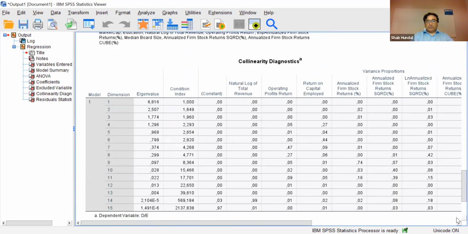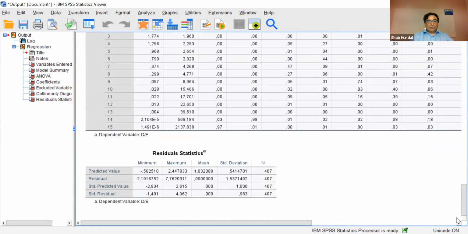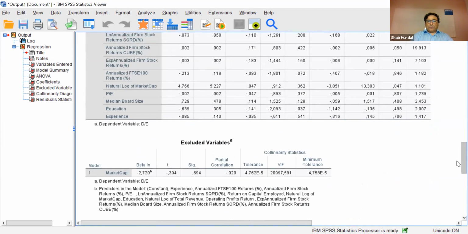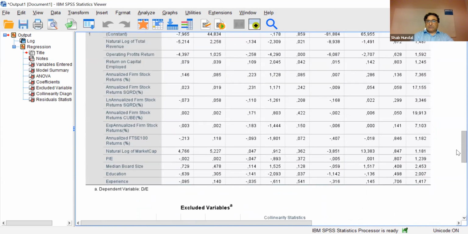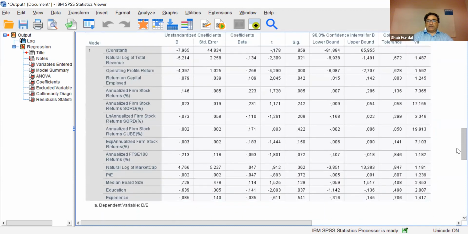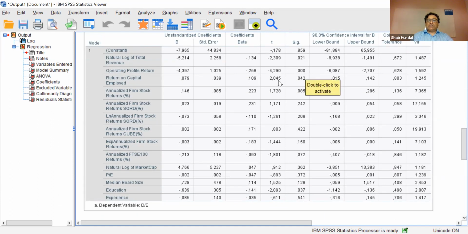Collinearity is not a problem at all. So, residual statistics. If you have any questions about the interpretation of the beta values and the significance values, the t values, I don't care much about the t values, because if the finding is significant, then the t value will also go up.